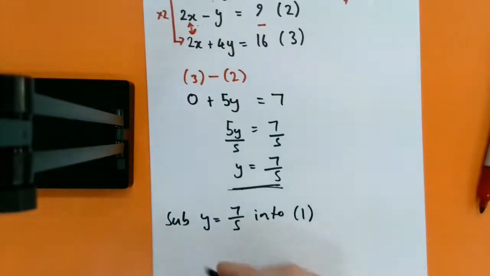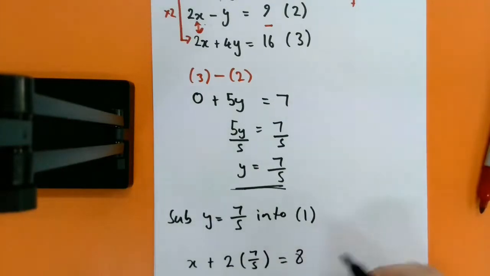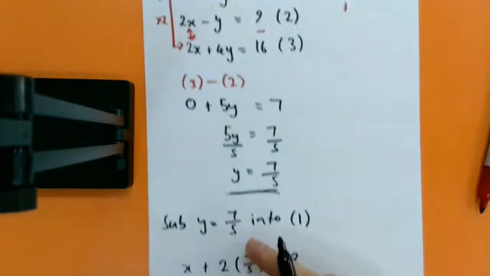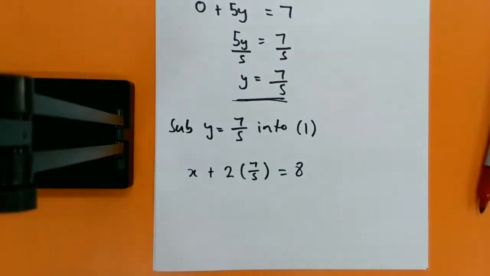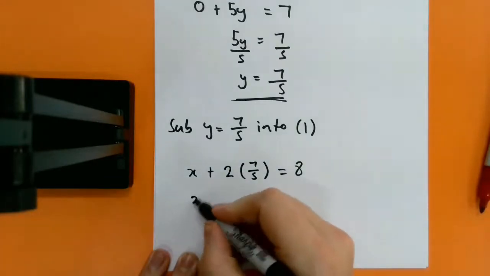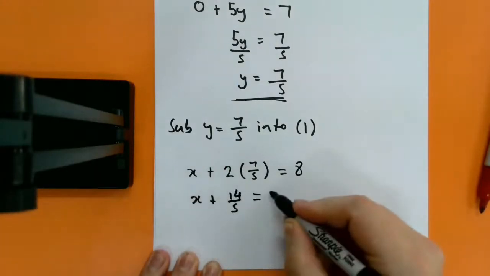Alright, so now using our first equation we have x plus 2 times 7 over 5, okay, is equal to 8. And you can see that based off our first equation. Wherever we've set a y, we've just replaced it with a 7 over 5. Alright, now what we need to do is we need to do a little bit of tidying up, okay? 2 times 7 over 5 simply becomes x plus 14 over 5. And you can use your calculator for that if you would like.